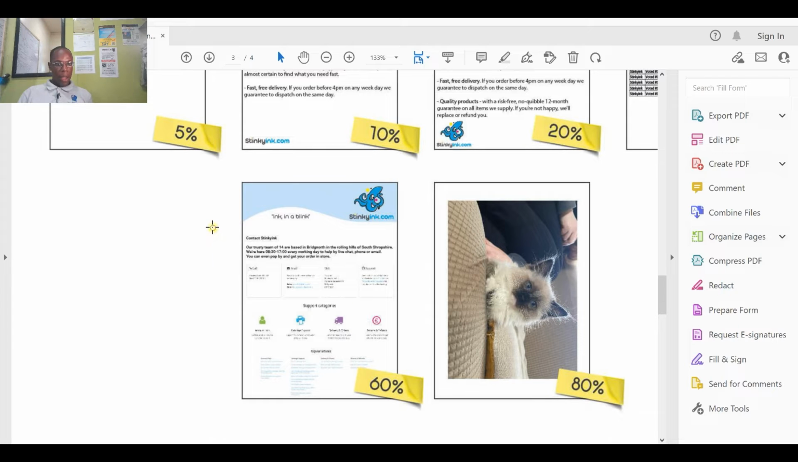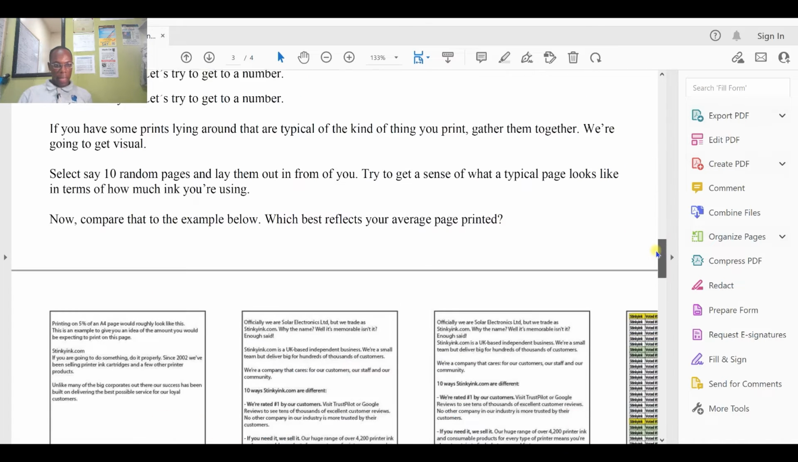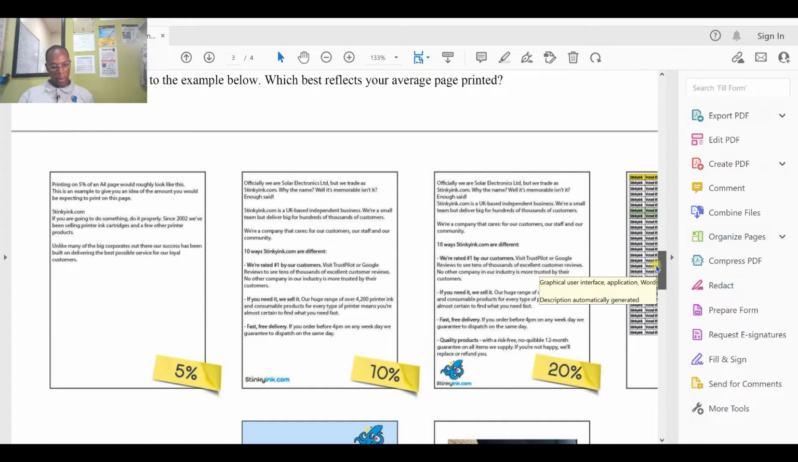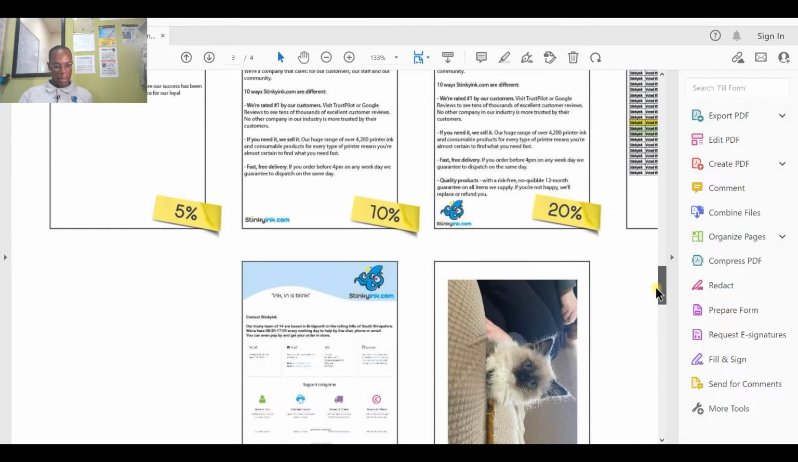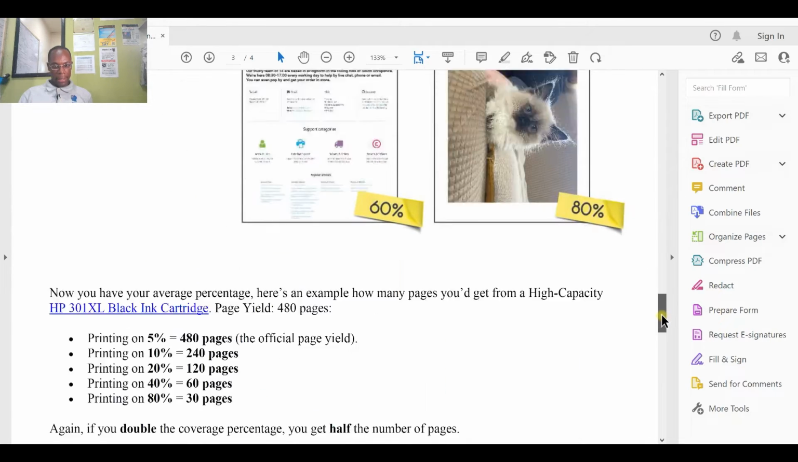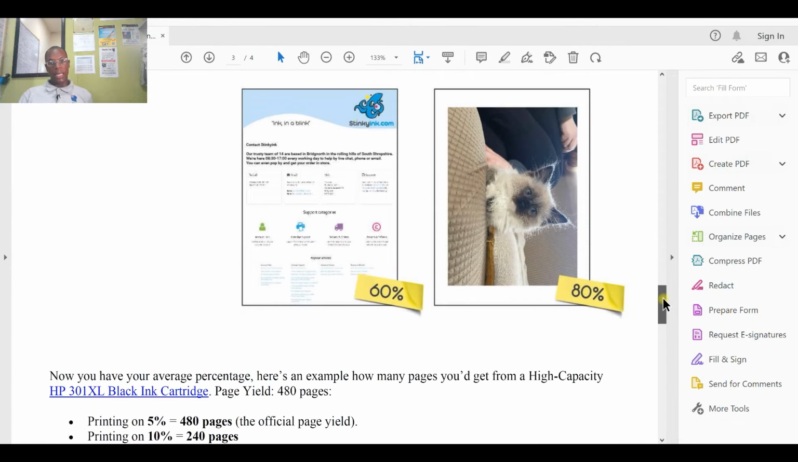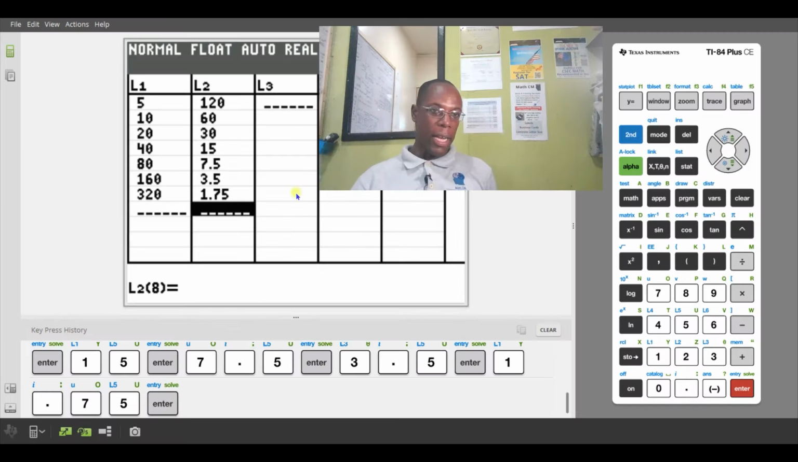Alright, so here you have the different page coverages. Here they are. 5%, that's what 5% looks like, 10%, 20%, and here we have what 60%, 80% look like. Alright, so we're going to do the math. Here I actually put the data in. This is under the statistics section of the calculator.